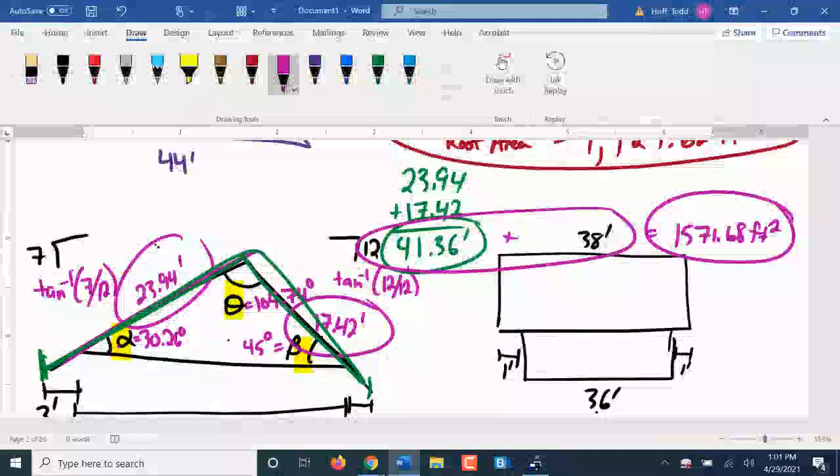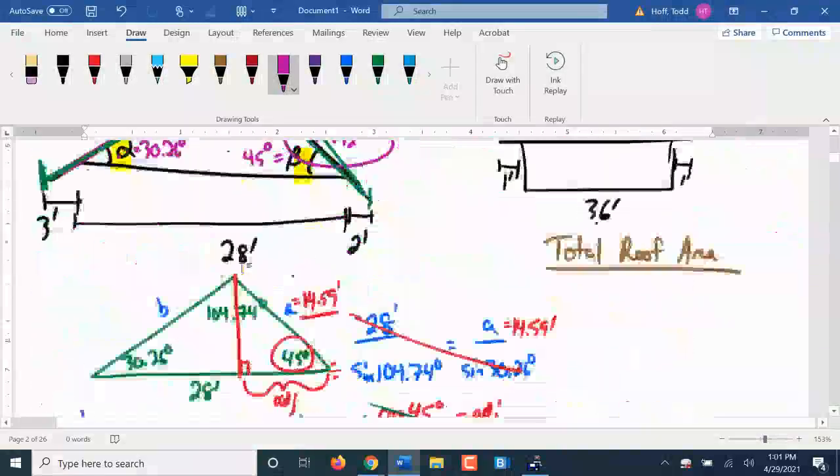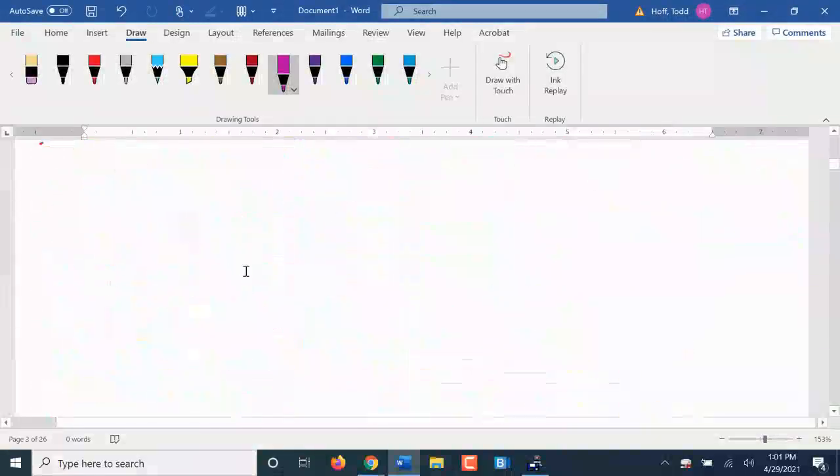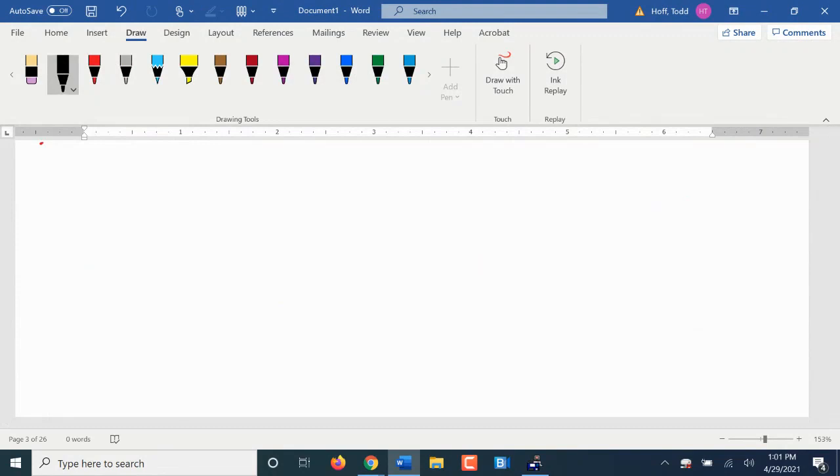So a couple more examples I want to look at, since we got plenty of time here. The next example, I want to look at a gambrel style roof. I think we only did this like twice in class, maybe even only once.